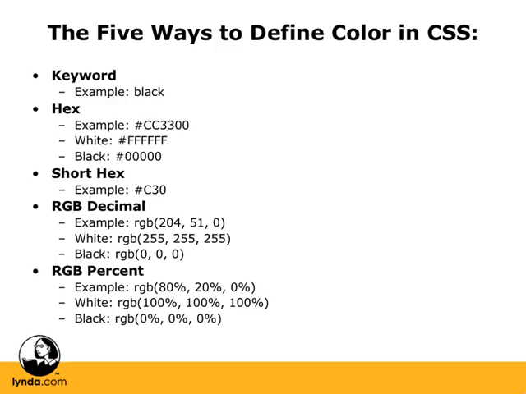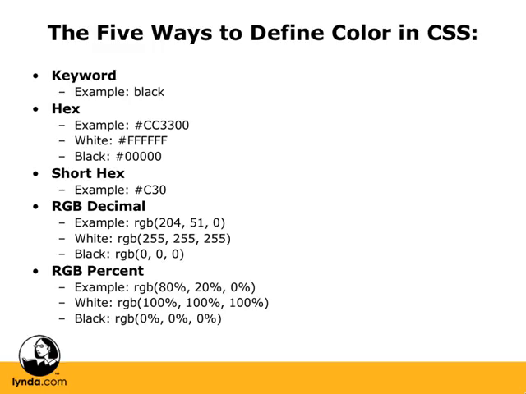In this video, we're going to talk about the 5 ways to define color in CSS. The first one you've already seen, at least if you've watched the previous video. That's keywords, things like black or white, or teal or orange. Just very simple names that describe the color that they're creating. There's a limited list of those, which we'll see in just a moment.